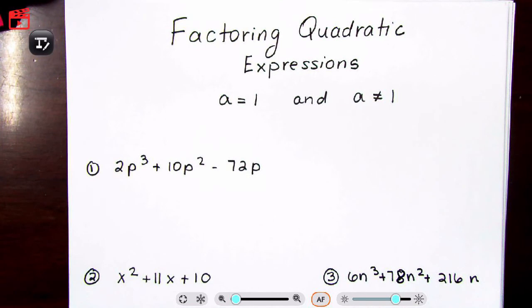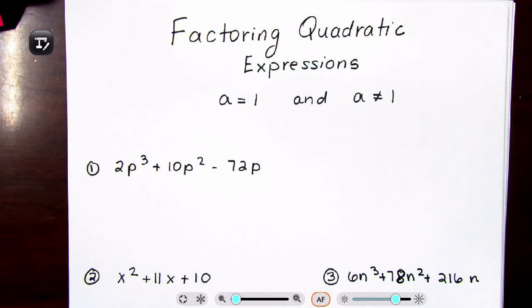In this video, we are factoring quadratic expressions. Now, we are doing examples where your leading coefficient, your a value, is 1, and when your a value is not 1. As always, if I make a mistake, I'm human.